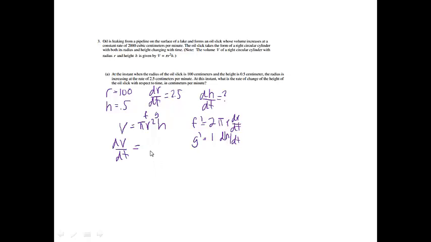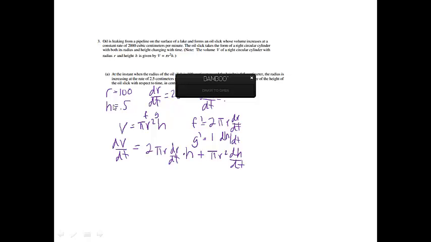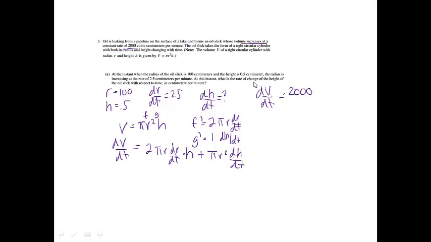All right, so using the product rule, I'm going to get dV/dt equals f prime times g, so 2 pi r dr/dt times h, plus f g prime, pi r squared dh/dt. Now I'm just going to try to plug in stuff. Remember, we're looking for dh/dt. They told me r and they told me h, which will help. I do notice that I don't see a dV/dt, but dV/dt is how fast the volume is changing, and they did say the volume is increasing at a rate of 2,000 cubic centimeters per minute. So we know that dV/dt is equal to 2,000, and it's increasing, so it's positive.